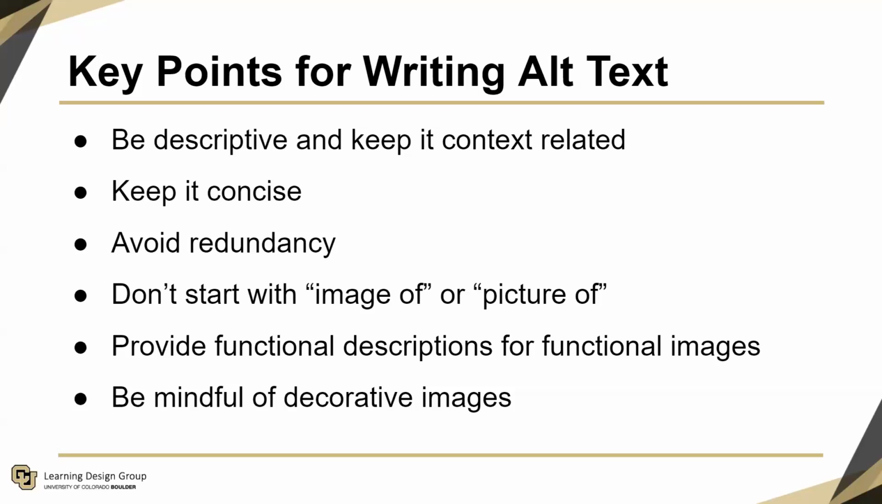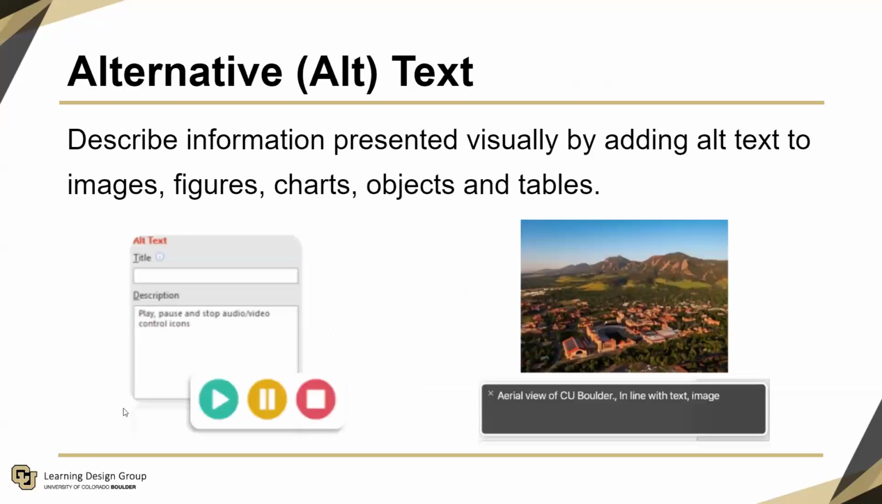Another thing is you want to provide the functional description for a functional image. I'm going to go back into the slide here. So imagine me actually describing here, green circle with play in white. That's not important. A person that has a visual impairment wouldn't mind what color it is. They care about the functionality. So it's play, pause, and stop audio video control icons, because that's what is important in this case.